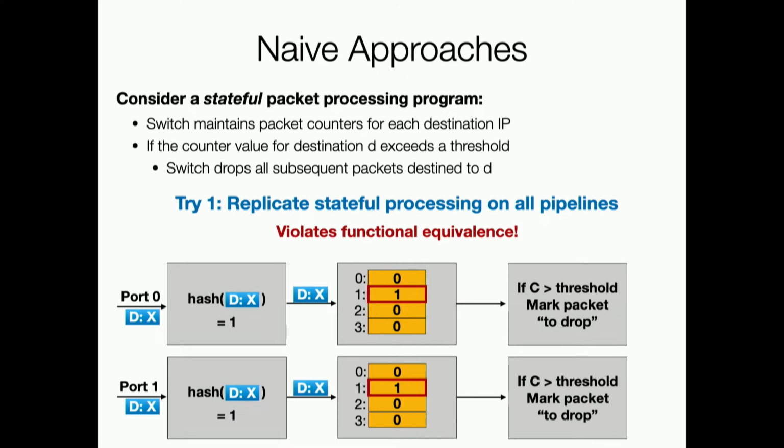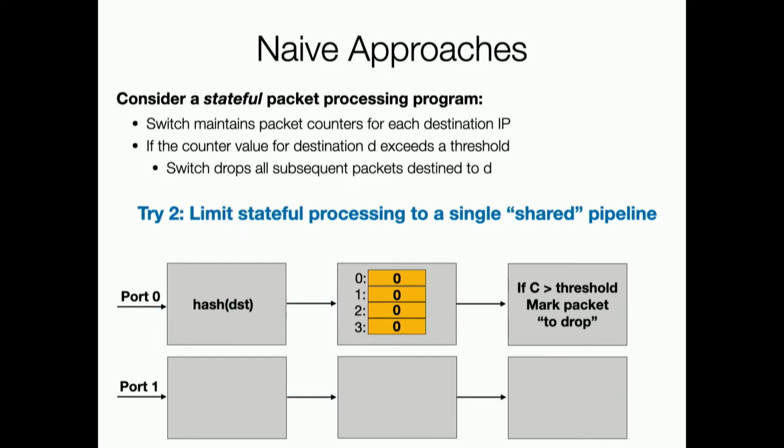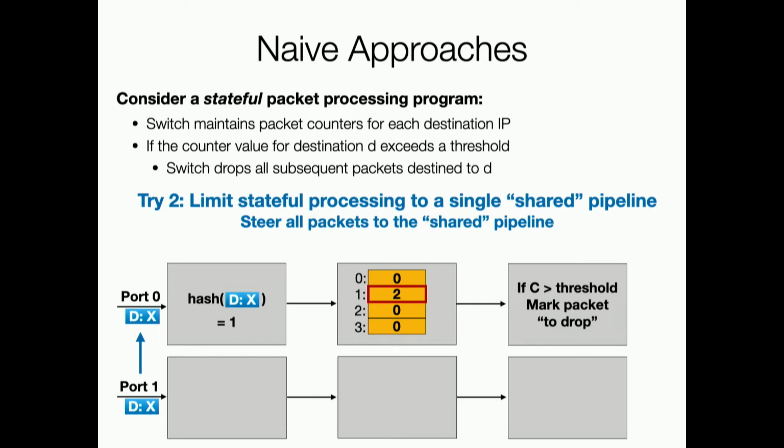So let's look at a less extreme option that gives you functional equivalence. What about, forget about replication, I'm just going to limit everything to a single shared pipeline. And suppose somehow we can steer all packets to that shared pipeline. Obviously, this is going to solve the problem, but it's also going to limit your stateful processing. So it gives you functional equivalence, but doesn't really optimize for performance. So you get one, not the other. We want both.